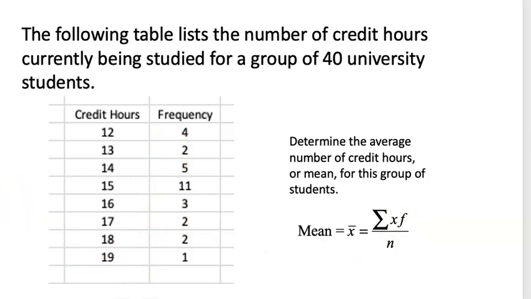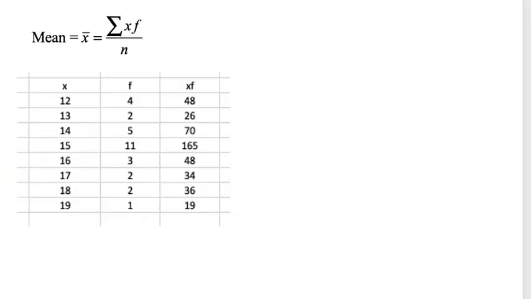Now, how do we find that? Well, x times f. x is number of credit hours, f is the frequency. So 12 times 4 is 48, 13 times 2 is 26, 14 times 5 is 70, etc. So we'll add up this whole column. That will give us the sum of the xf, but what is the n? What's the total number of students, or the total number of items in this set? 4 plus 2 is 6, plus 5 is 11, plus 11 is 22, 3, 25, 26, 27, 28, 29, 30.